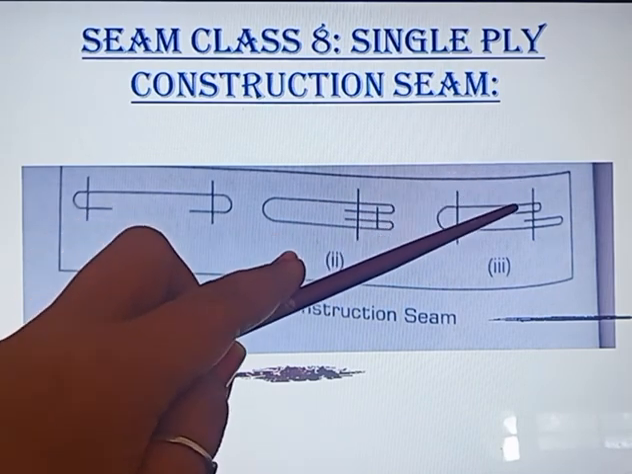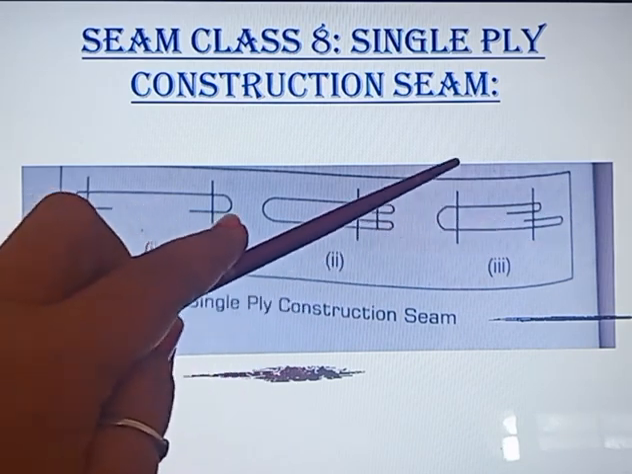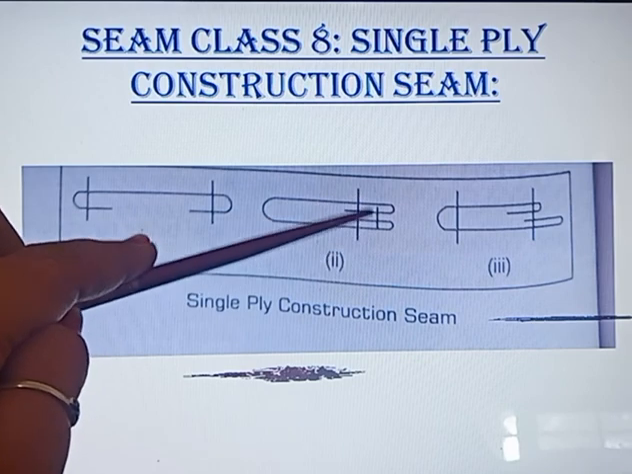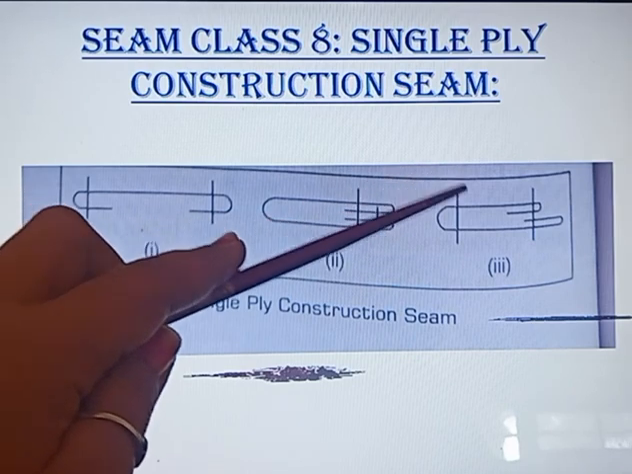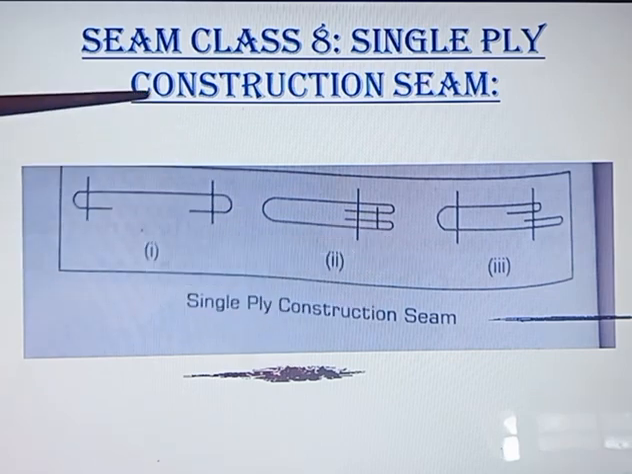Here the edges are going, one upper and another lower. Here we can see the seams, different types of seams can be given. So the single ply construction seam is mainly used to give waist belts, cuffs, collars. Here these can be used.